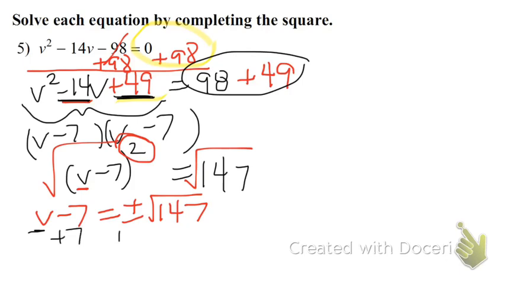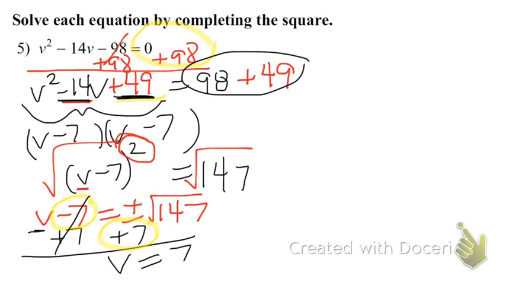You don't have to show this step right here every time. You should get to the point where if it's a negative over here, it's a positive on the right side. Negative on the left, positive on the right. Okay, negative here is going to mean positive over here. All right, so now I have these 7's cancel. So v equals positive 7 plus or minus the square root of 147.